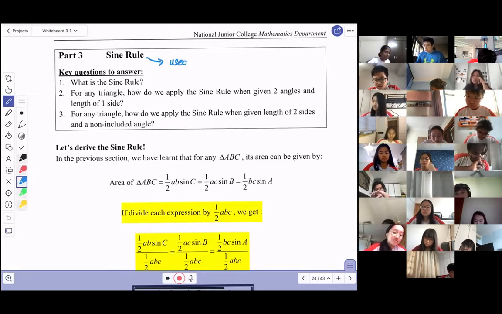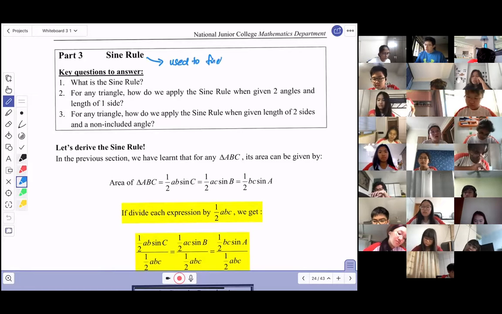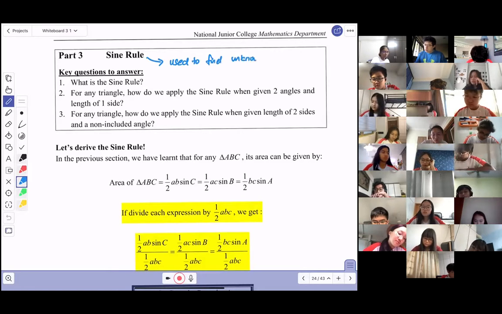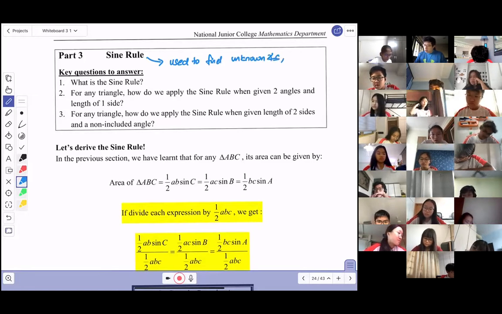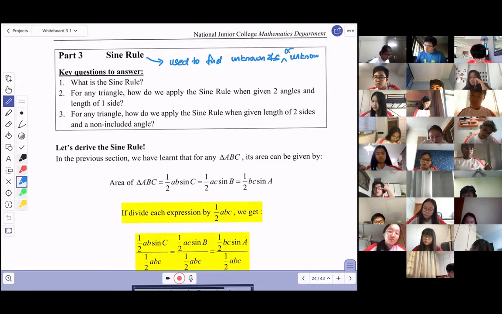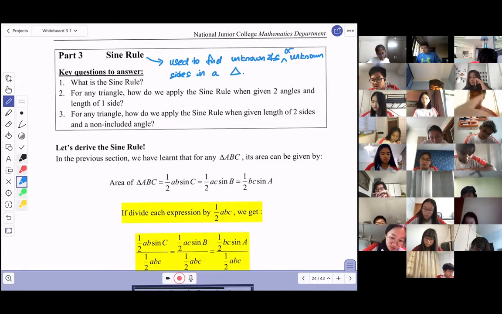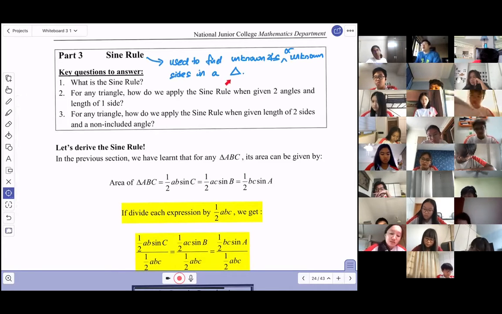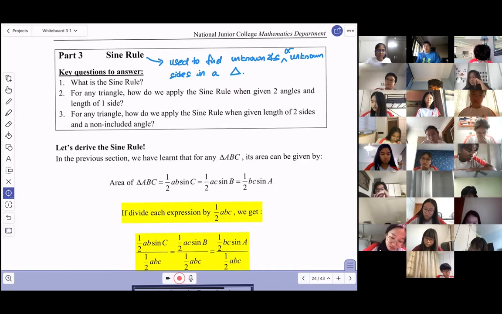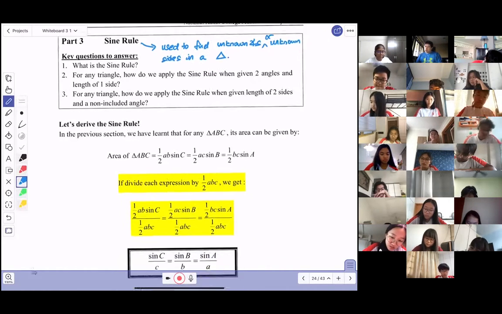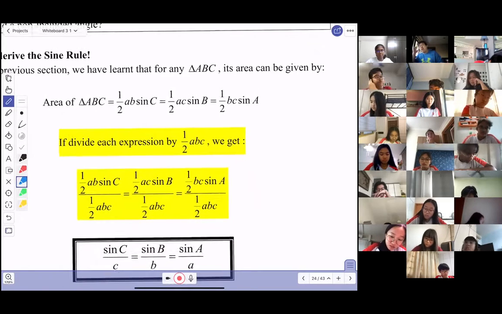It is used to find unknown angles or unknown sides in a triangle. Whether right angle or no right angle, it doesn't matter. In fact, if it's a right angle, we just use Pythagoras. Okay, so if we look at this section, how do we derive the sine rule? Actually, it's quite easy.